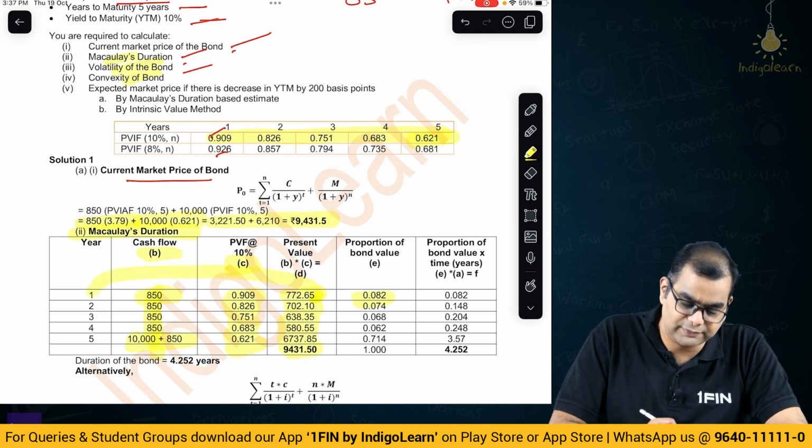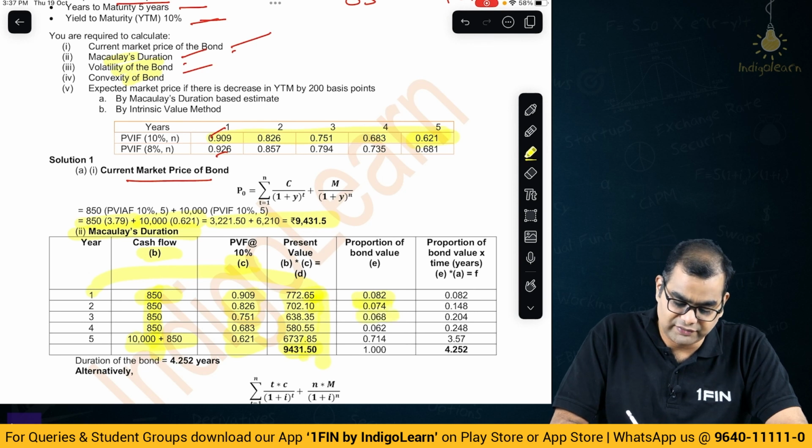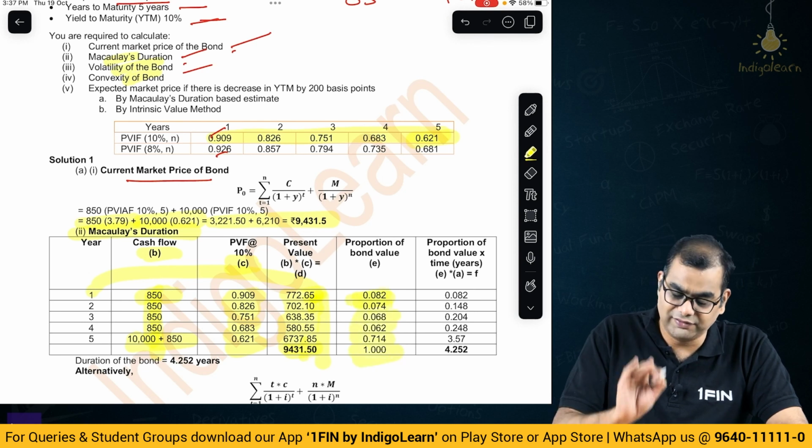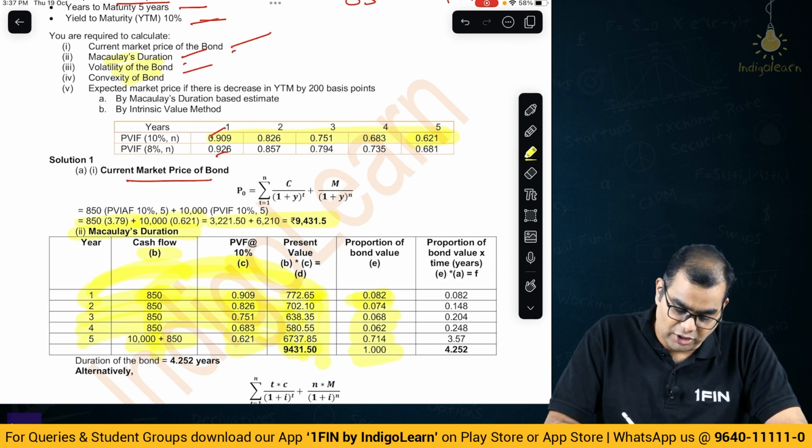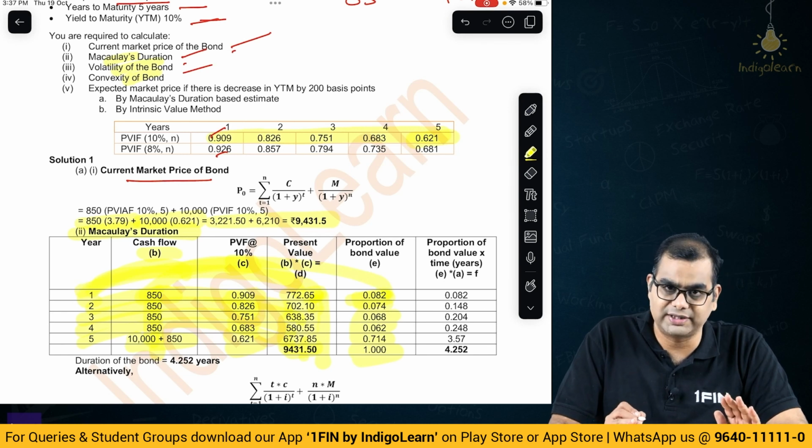772.65 into 1, or you can compute weights. This 772 by 9431.5, 702 by 9431, 6737 by 9431, like that. Here we have done as weights. Even if you don't do that way, it is simply multiplication of 771 into 1, 702 into 2, 638 into 3, 580 into 4, 6737 into 5. Or if you compute the weight, you multiply the weight with the time. So either way you are going to get the same answer.